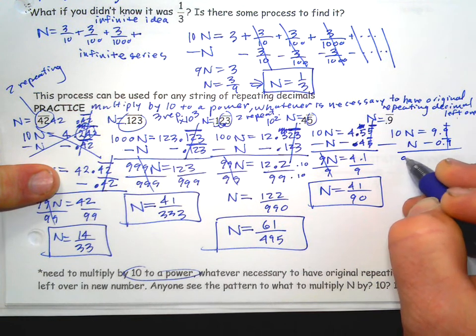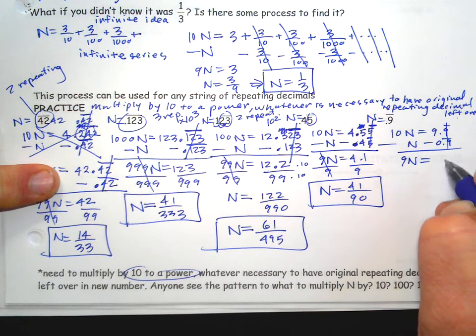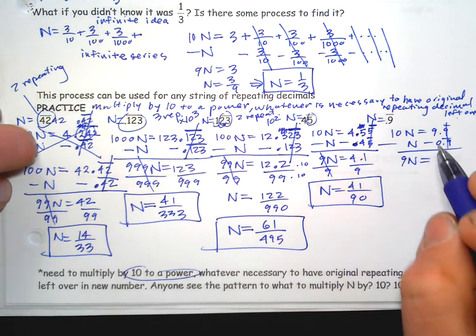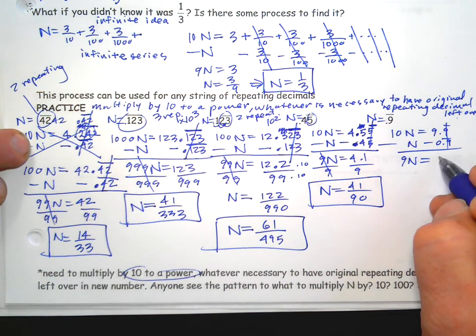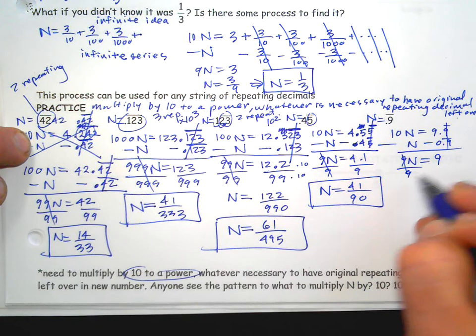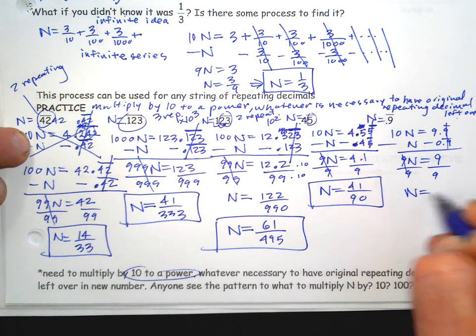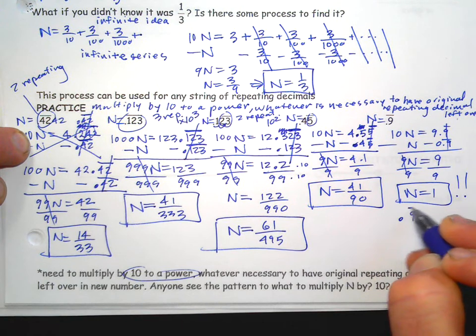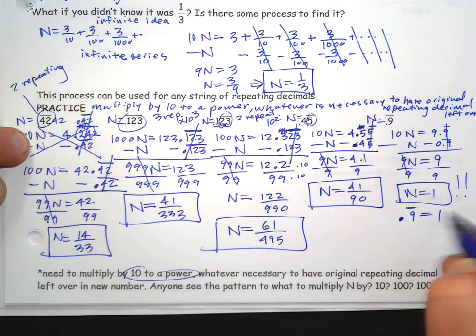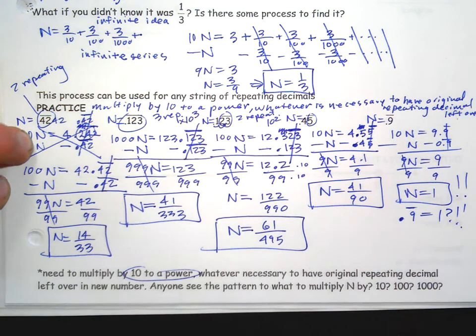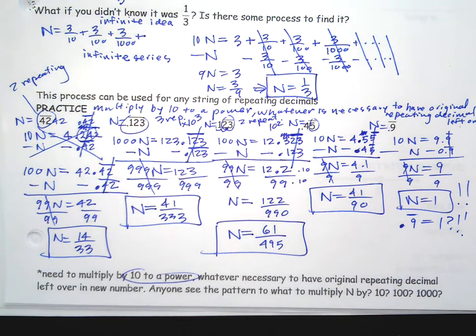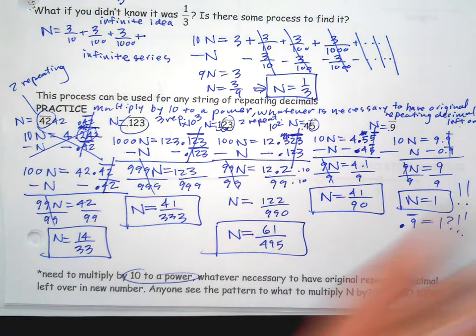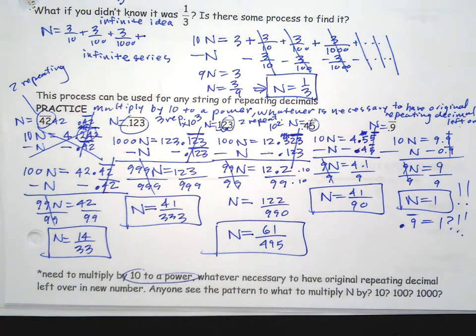And we get 9. And now this one's the interesting one, 0.999... Look what it turns out to be. What? 0.9 repeating is the same as 1? That'll blow your mind. But there you go. I mean, mathematically, we just proved it.